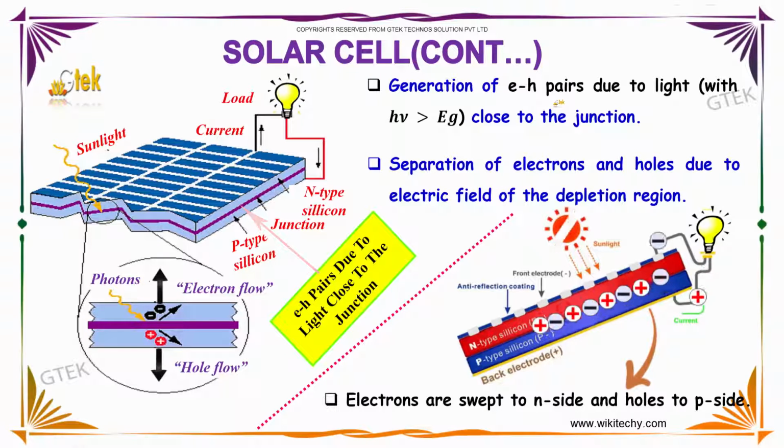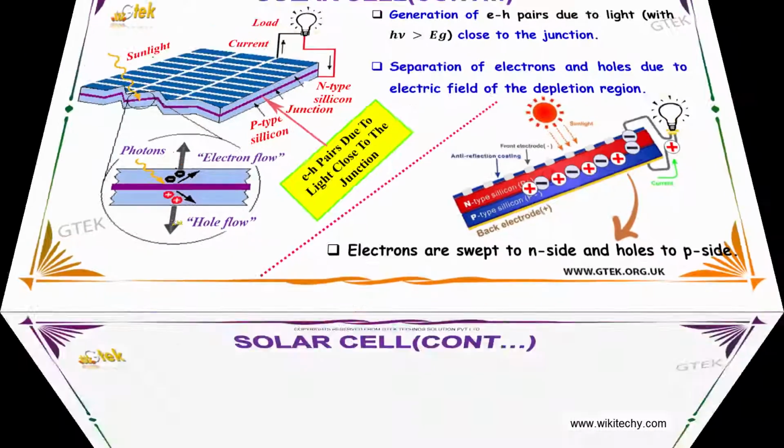So we'll talk about the electron-hole pairs created due to light with energy h nu. h nu is the photon energy, which is greater than Eg, close to the junction. The separation of electrons and holes due to the electric field is done by the concept of the depletion layer. You can see the depletion layer.